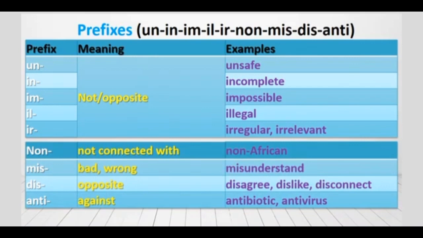Non, mis, dis, and anti. So non means not connected with. Example, say non-African. Mis means bad or wrong. Say, as an example, misunderstand. Dis means opposite. For example, say disagree, dislike, or disconnect. Anti means against.